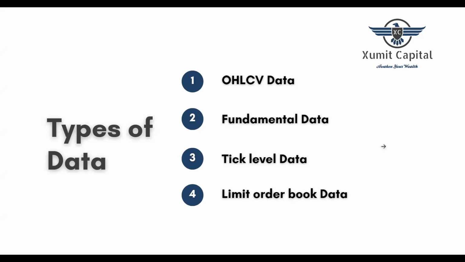Then there is tick level data. So this is basically data tick by tick. That means if an order comes, then we will store this particular data. And then there is limit order book data. So basically, we can make a strategy from the limit order book only. HFT mostly uses this limit order book data. So these are all the different types of data.